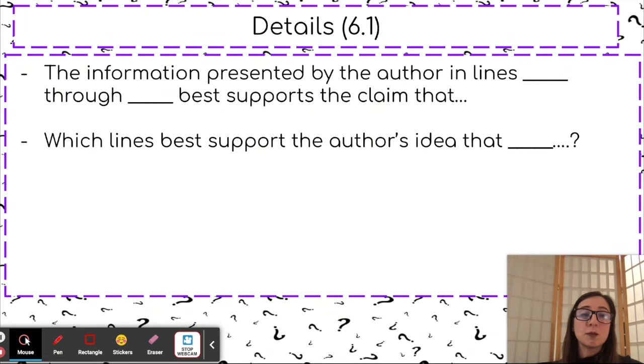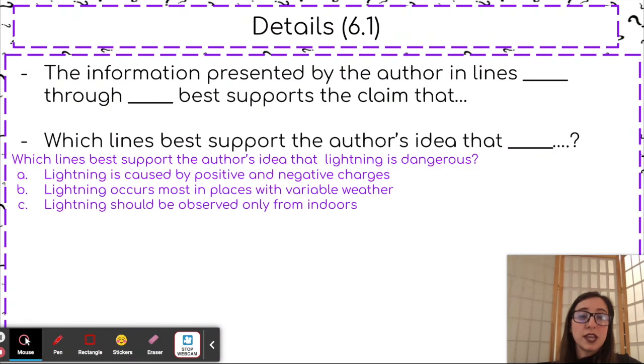Next common question. Which lines best support the author's idea that? Very similar thing. I put a sample question. Which lines best support the idea that lightning is dangerous? All I would box out is support and whatever the idea is. Essentially, this is asking us for which choice best proves that idea.